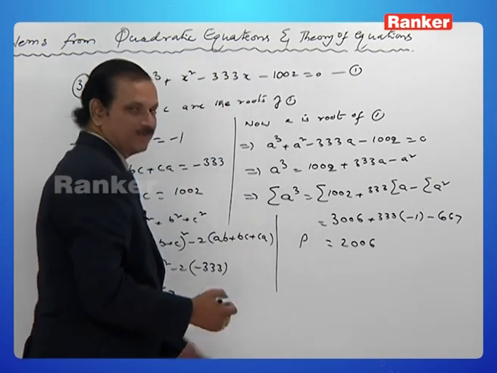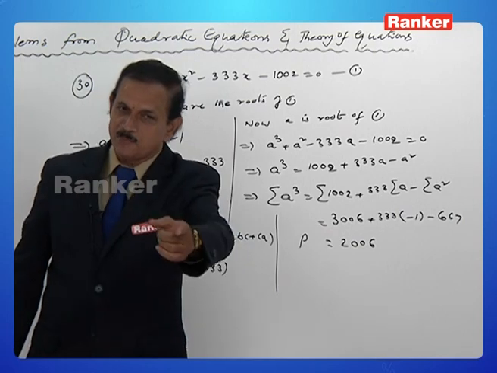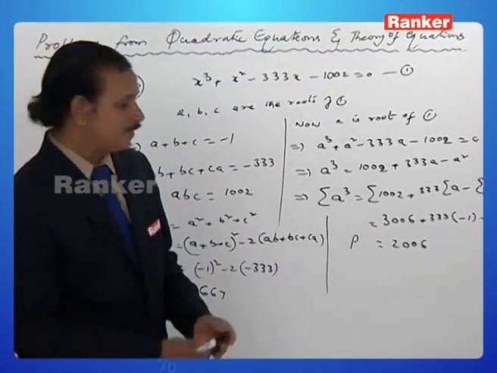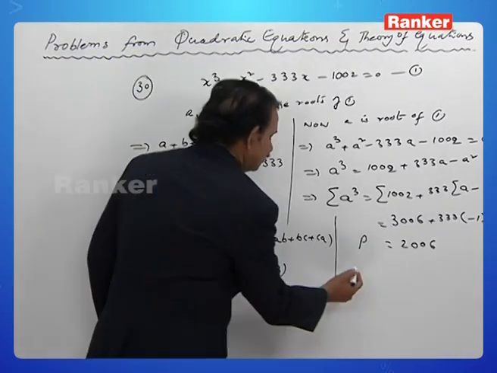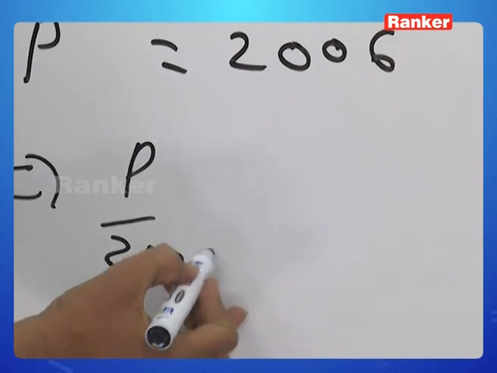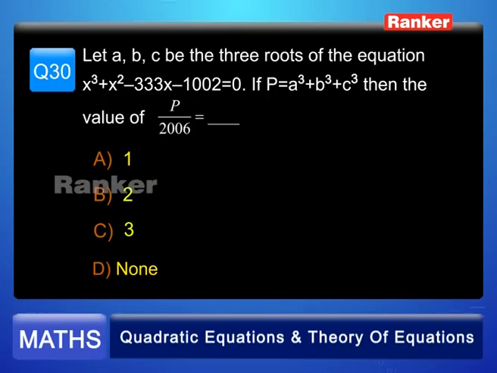a cube plus b cube plus c cube. What is a cube plus b cube plus c cube? Just nothing but P, that has been given. P is equal to a cube plus b cube plus c cube. Therefore, P is equal to 2006, which implies P by 2006. The right answer is 1. The option available is option A. The one, that is option A, is the right answer.